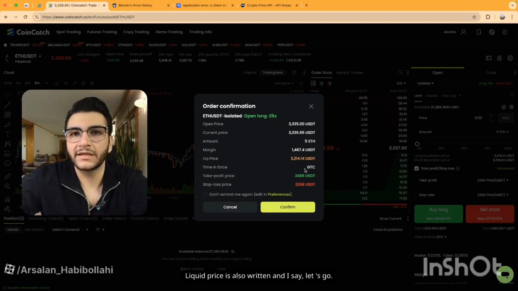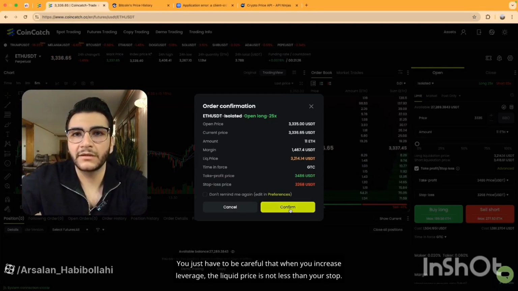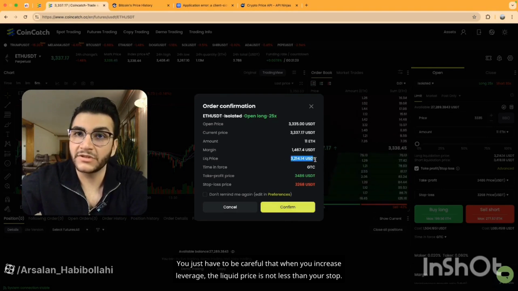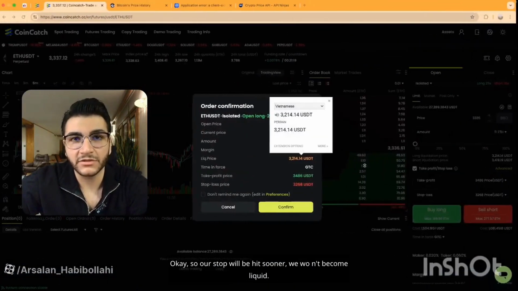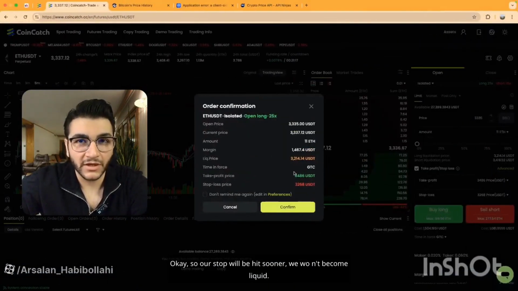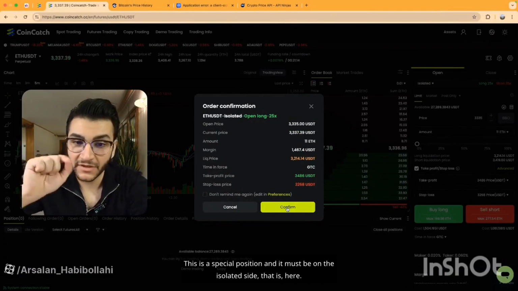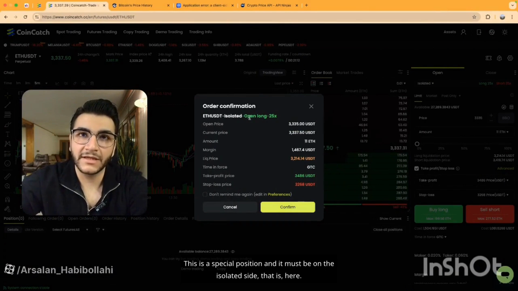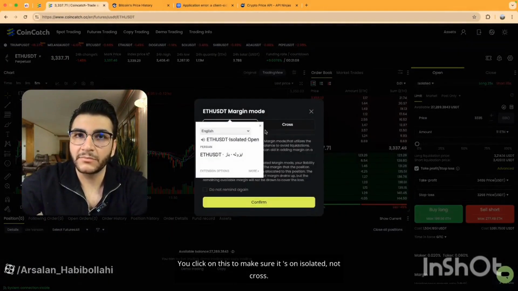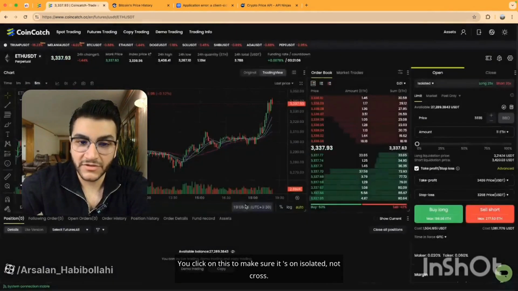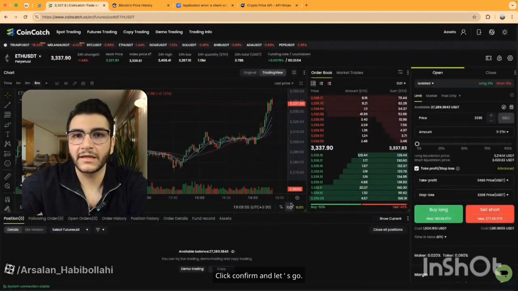And I say, let's go. You just have to be careful that when you increase leverage, the liquidation price is not lower than your stop. Where is our stop? 32.68. This is 32.14. Okay, so our stop will be hit sooner. We won't be liquidated. This is a special position, and it must be on the isolated side, that is, here. You click on this to make sure it's on isolated, not cross. Click confirm, and let's go.